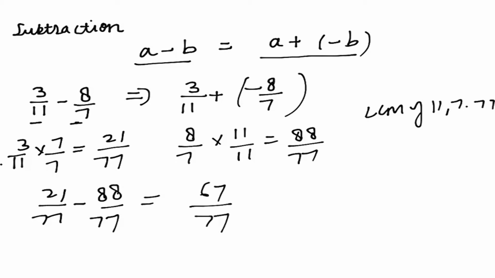67 by 77. Here the negative number is greater than the positive number, so we will put a negative sign over here. So our answer is minus 67 by 77. Now let's take some questions based on the concept that we learned today.